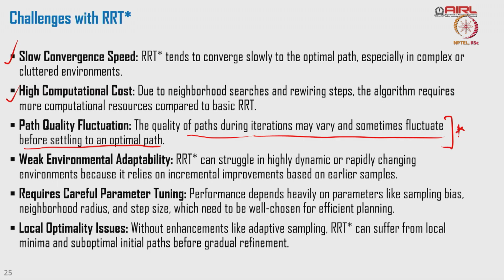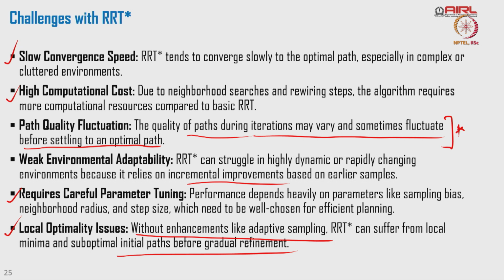Okay. Weak environmental adaptability. RRT star can struggle in highly dynamic or rapidly changing environments because it relies on incremental improvements based on earlier samples, right. So, if the environment is changing very rapidly, then that can be a challenge for RRT star. It requires careful parameter tuning, and local optimality issues also should be taken care of. Without enhancements like adaptive sampling, RRT star can suffer from local minima and suboptimal initial paths before gradual refinement.